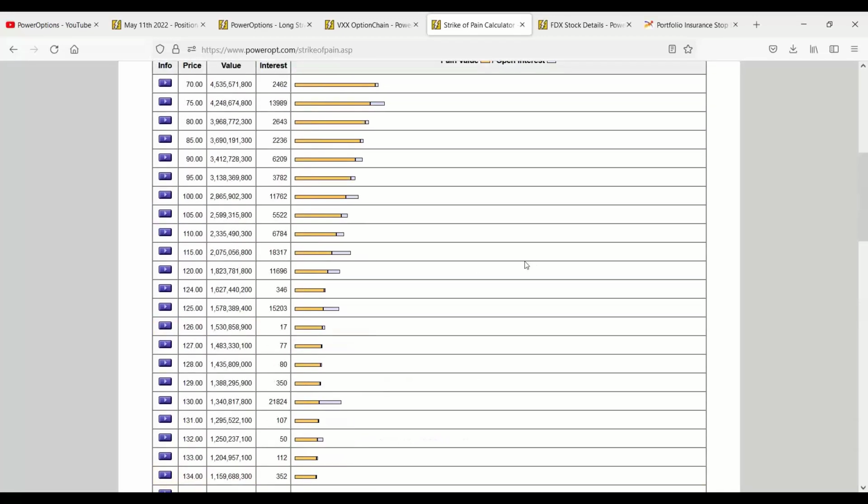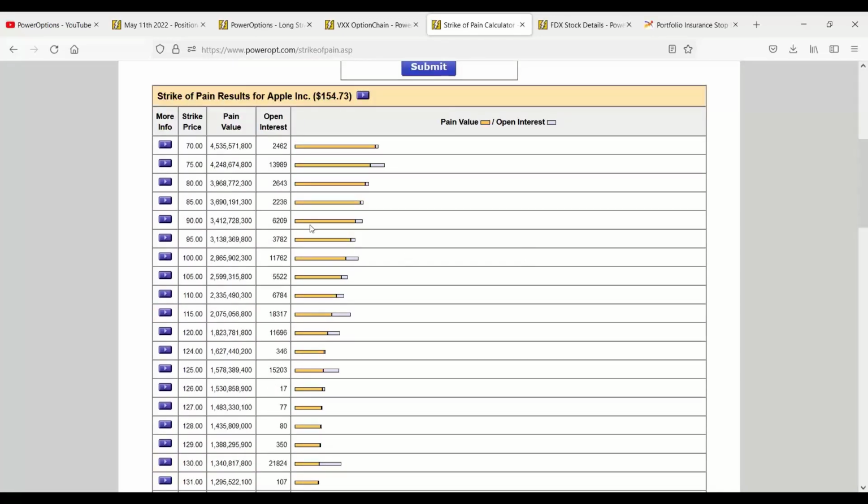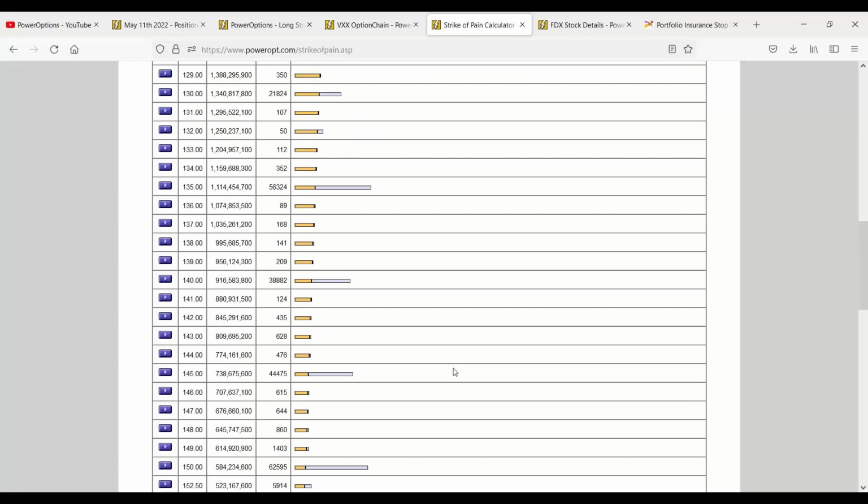Where the confusion was is both customers I talked to said, okay, well, those that bought 70 calls, there's 2,462 call buyers here that might experience a large amount of pain if the stock fell to 70. It's combined. It's the combined open interest of the calls and the puts. What would be out of the money puts here and in the money calls at all of the other prices at 75, 80, 85, 90, and so forth. Out of the money puts and in the money call open interest, not just the calls.